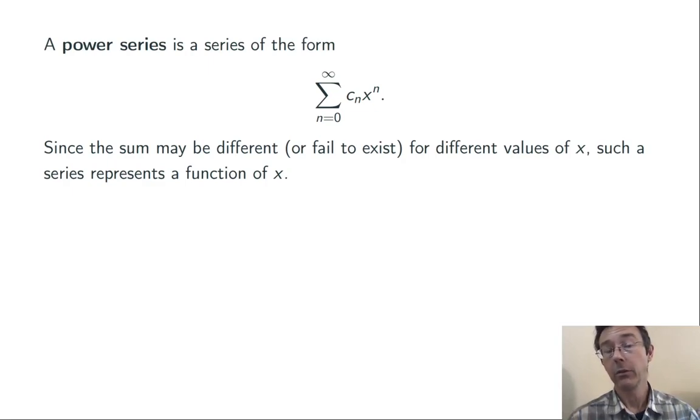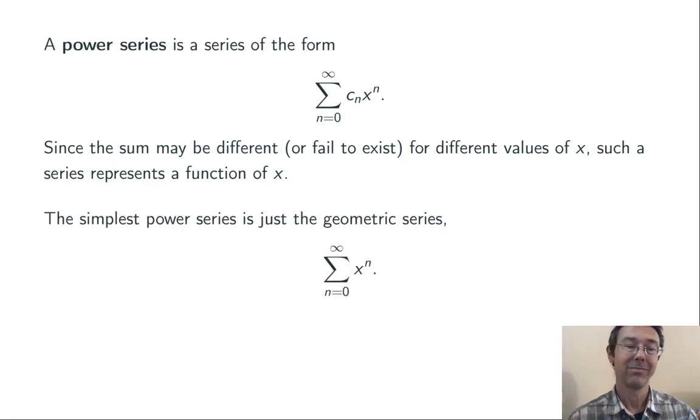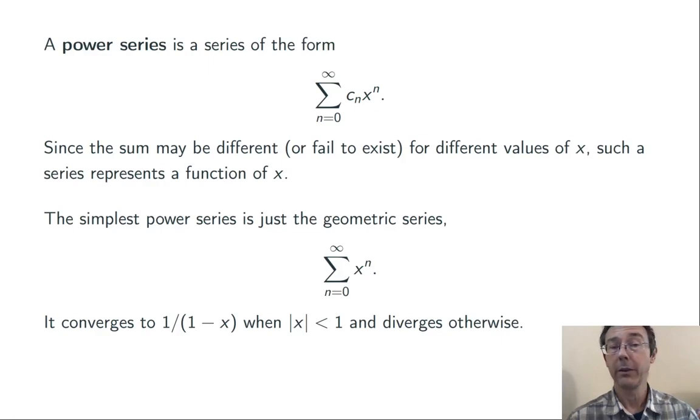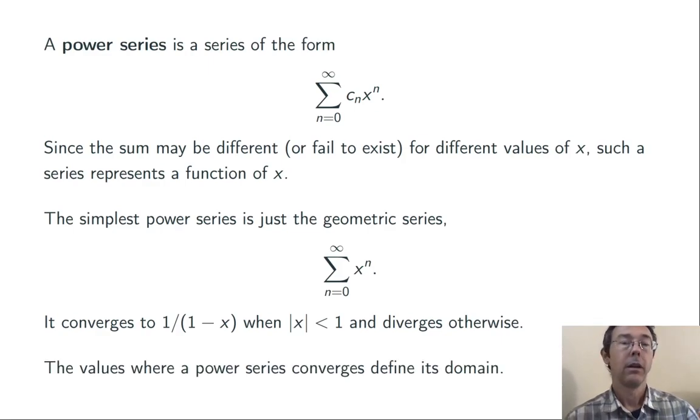Different values of x are going to give you different values here, so we're really defining a function using a power series. Also notice that for some values of x, we expect this series will converge, and others it might diverge. We've already seen at least one example of a power series, the geometric series, sum n equals 0 to infinity of x to the n. And we know that this converges when the absolute value of x is less than 1, diverges otherwise, and that when it converges, the sum is going to be 1 over 1 minus x. The values of x for which a power series converges is going to define the domain of the function defined by that power series. Makes sense.